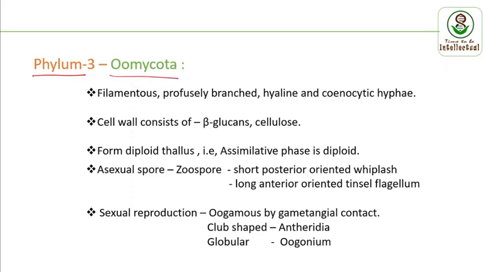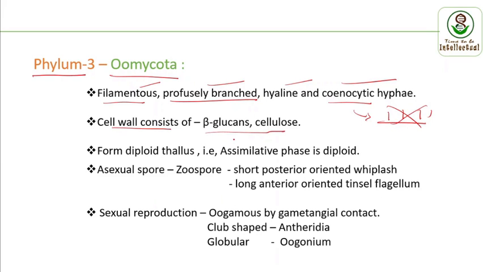This is very important for us and we should learn the characteristics one by one. Let's see the basic character: it is filamentous and profusely branched. Remember Peronospora or Downy mildew organisms and their structures, so that you can have an idea of the characteristics. It is filamentous and highly branched. They have hyaline and coenocytic hypha. Coenocytic hypha means they don't have septa. The cell wall consists of beta glucans and cellulose. We have seen that under Chromista they importantly have cellulose.